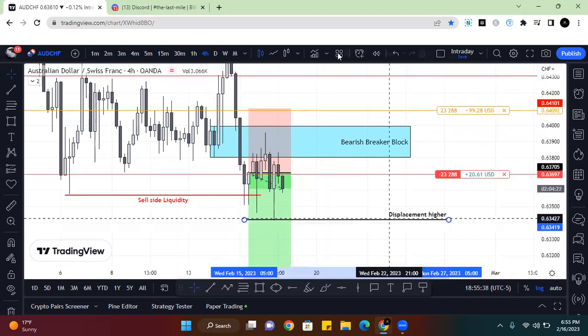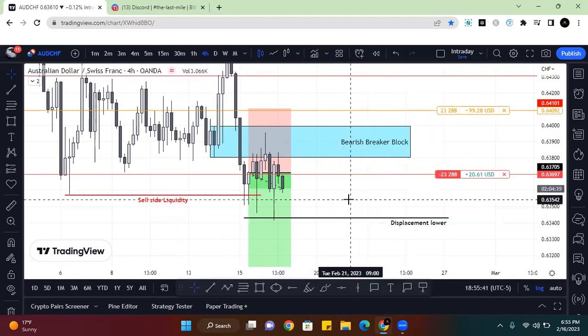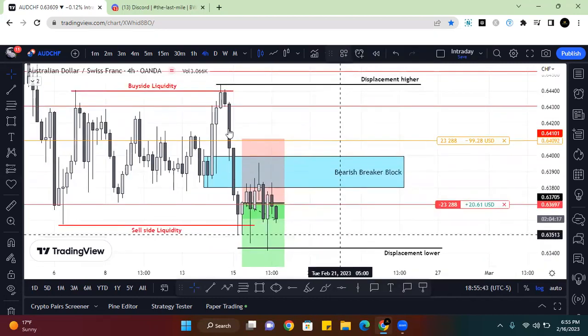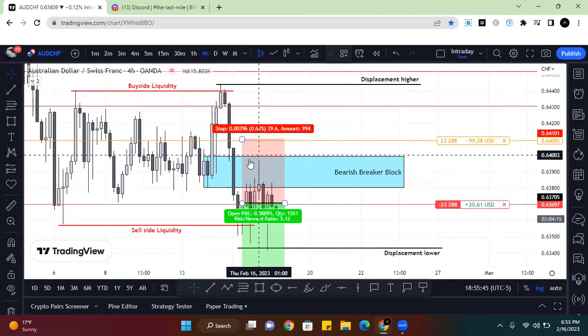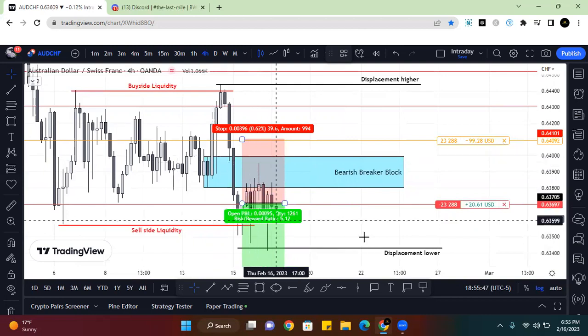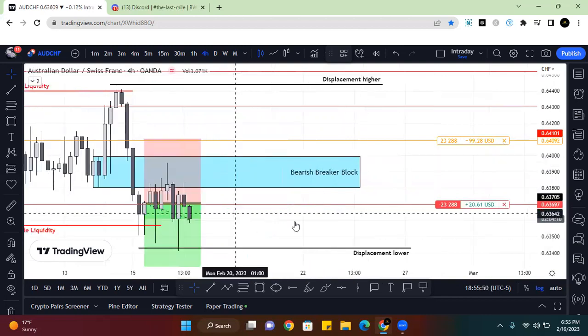Change this template, displacement lower. For the sell side liquidity take, a fair value gap was created on the way down, price came back up, filled that fair value gap and started to continue down from that. And I noticed also a bearish order block close.